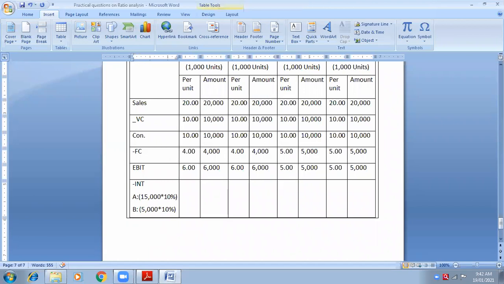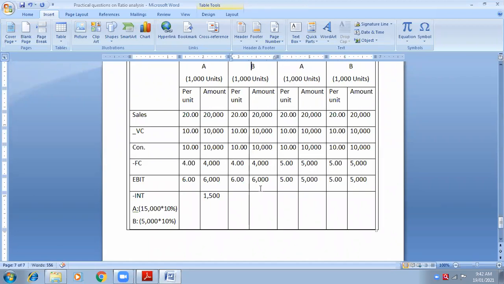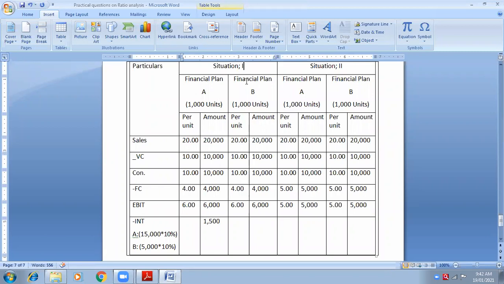A का ब्रैकेट बनाना है आपको A के साथ, B का ब्रैकेट B के साथ. ठीक है. अब आपको A का फिगर A में लिखना है. मुझे बताएंगे A का कितना आ रहा है? 15,000 का 10%, 1,500. और हम आ गए B पे. ये B का कॉलम है. ये जो फाइनेंशियल प्लान B का अमाउंट है इसमें कितना लिखेंगे?